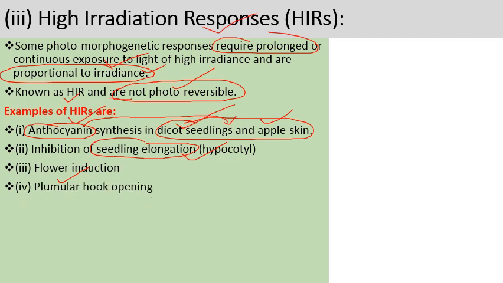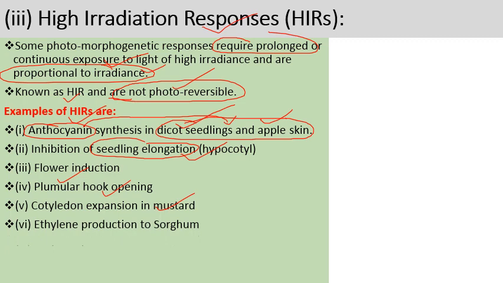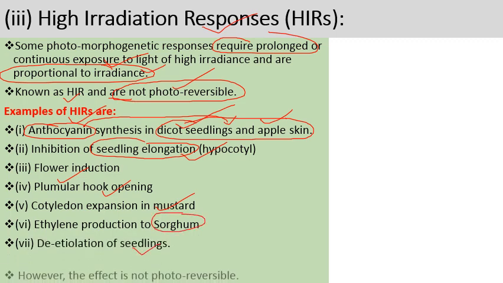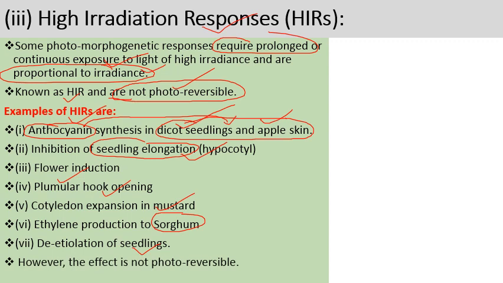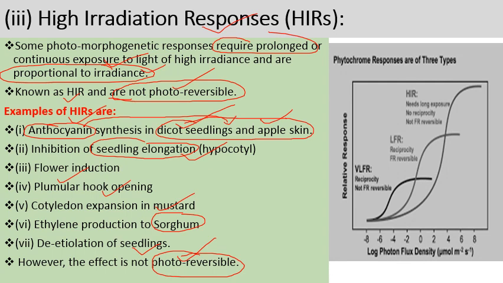Next is plumular hook opening, cotyledon expansion in mustard, and ethylene production in sorghum. Then de-etiolation of seedlings. However, the effect is not photoreversible. जो ये सारे के सारे effects हैं इनको photoreverse नहीं किया जा सकता. So these are some responses which come under these HIRs. So this is a graph which shows prolonged exposure to this light, and only then the plant is able to show the photomorphogenetic responses, and these responses cannot be reversed by providing far red light.